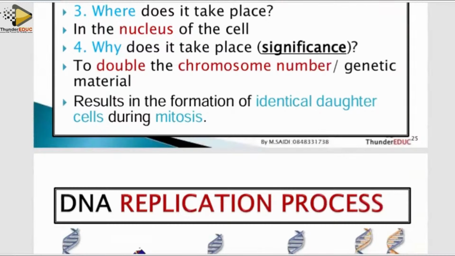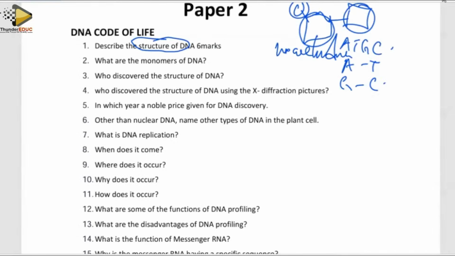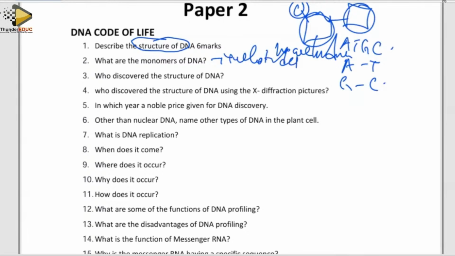So now we got the next question. What are the monomers of DNA? We said they are nucleotides. Who discovered the structure of DNA? That's James Watson and Francis Crick. If you look at the people who are involved, then automatically you also have to include Maurice Wilkins and Rosalind Franklin. So those are the four people who are involved.